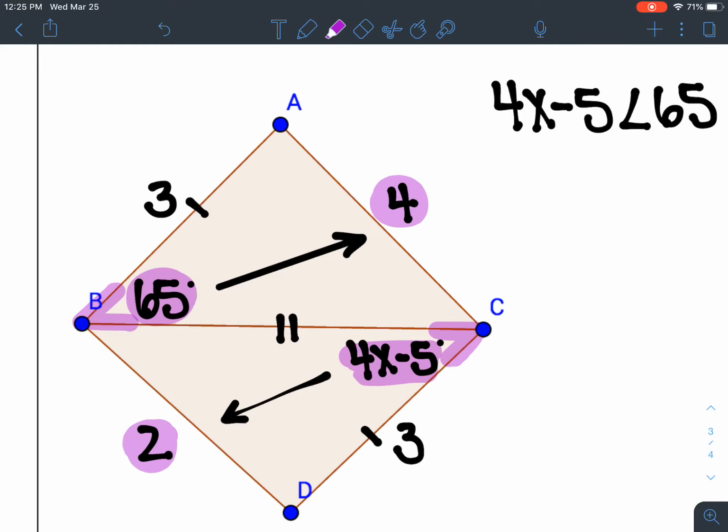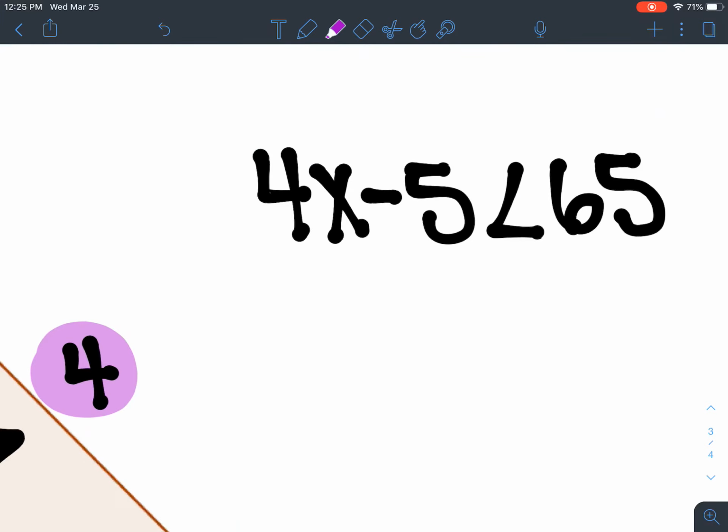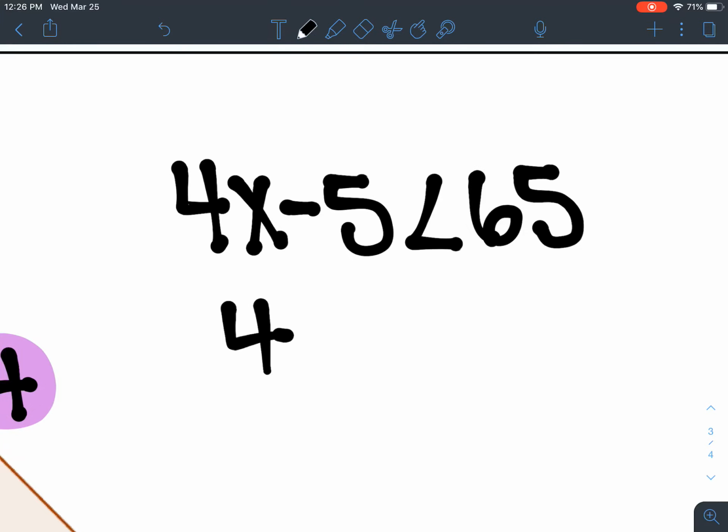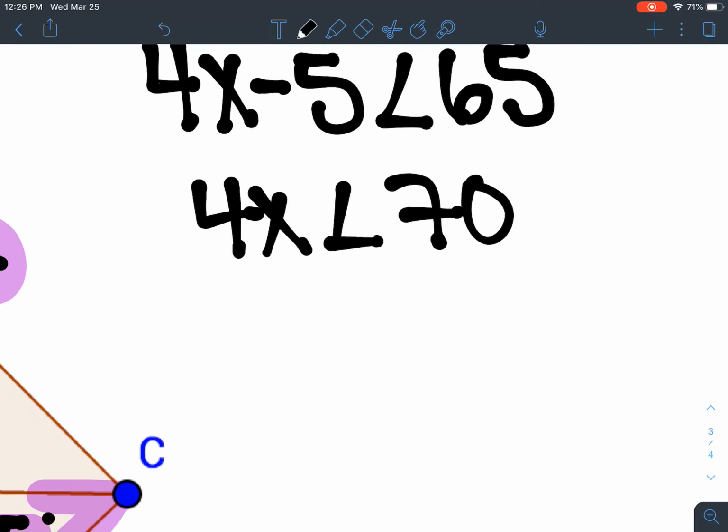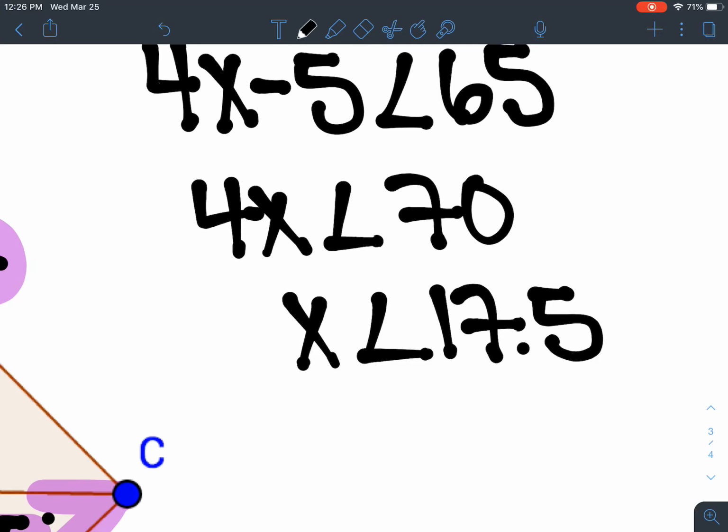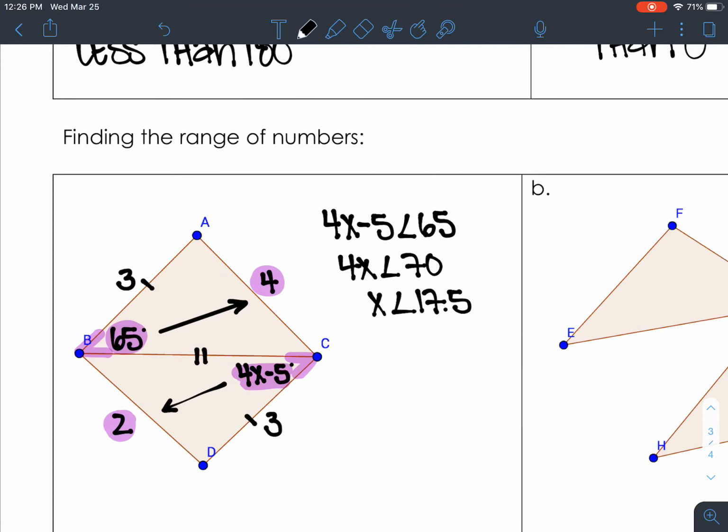Now, let's go ahead and solve that. Let's add the 5 over, and we're going to have 4x is less than 70, which means that x has to be less than 17.5, if my math is correct.